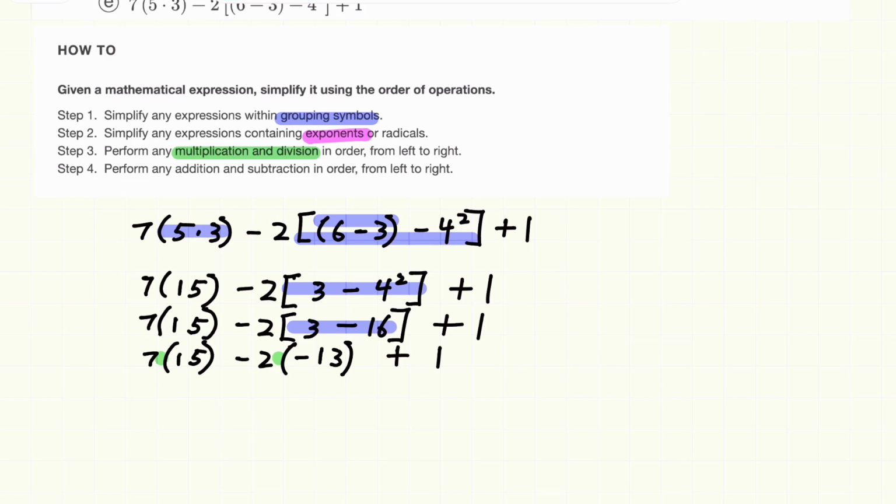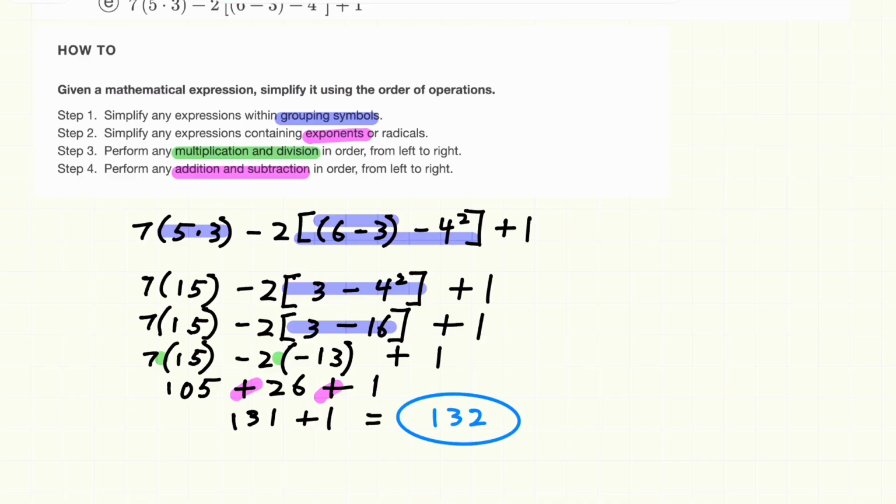7 times 15 is 105. Negative 2 times negative 13, a positive 26. Lastly, addition and subtraction. From left to right, 105 plus 26, 131 plus 1, 132.